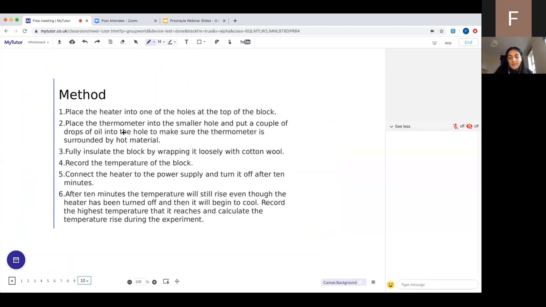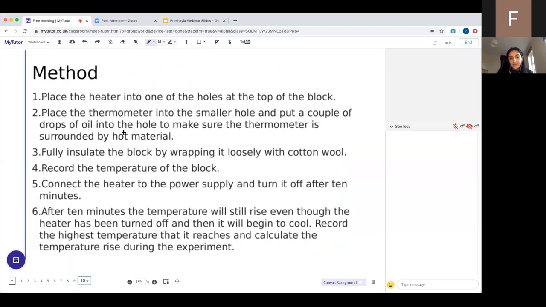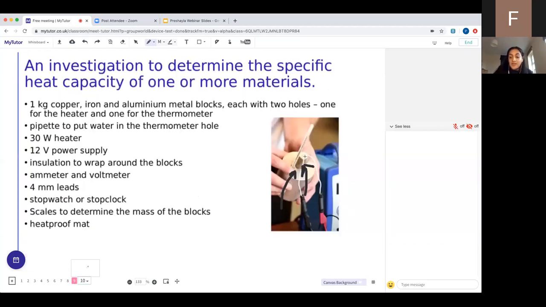Okay, so the method for our required practical. Well, we need to place the heater into one of the holes at the top of the block. So we saw in our diagram before of the man doing the experiment that he's put the heater into this hole and the thermometer into the other. So that's the first step of the experiment.